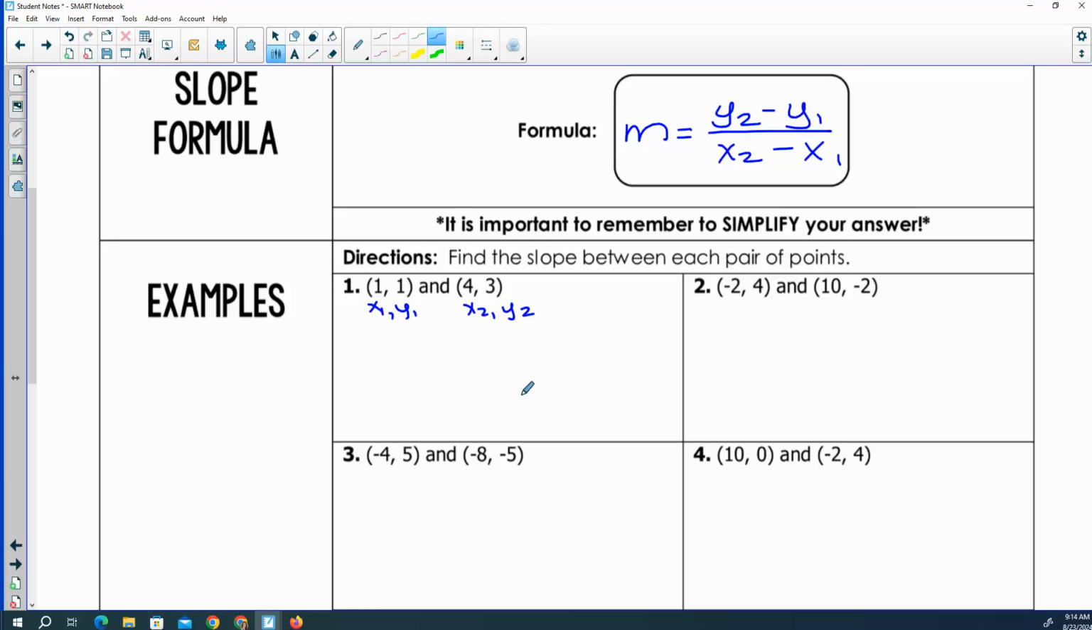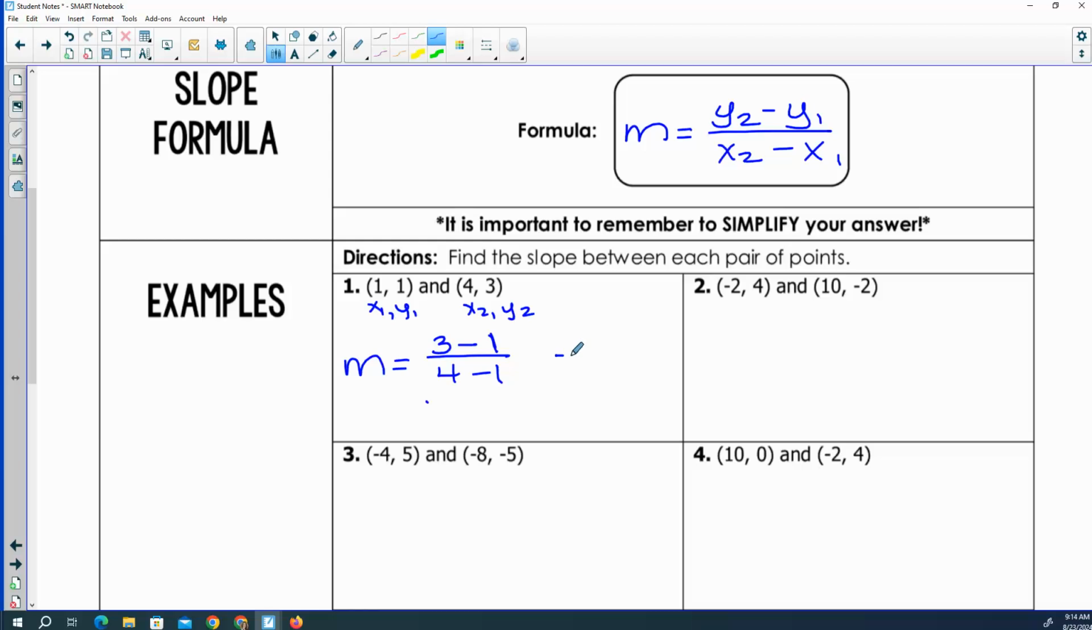So when I do my slope, y2, so my second y is 3, minus y1, so my first y is 1, over x2, the second x was 4, minus x1, the first x was 1. Does everybody see where I got those numbers? So in an ordered pair, x is first, y is second.